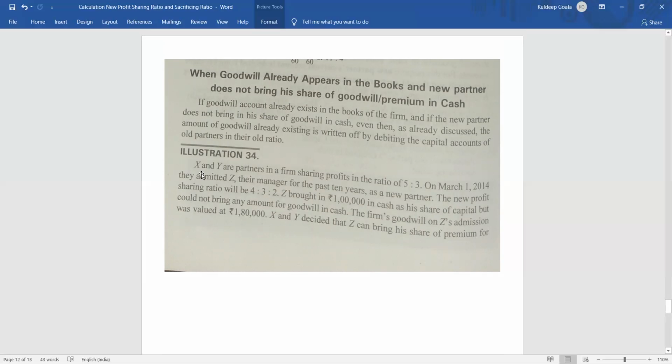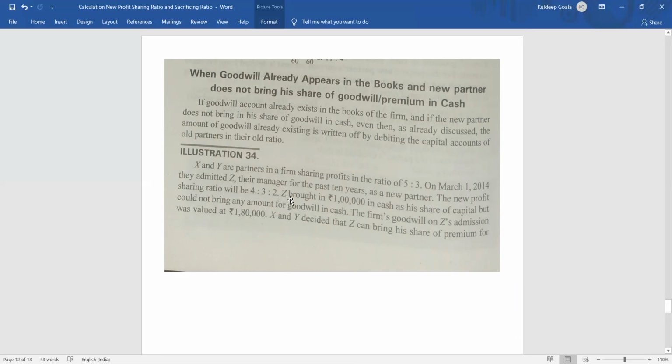So what is the question here? Let's see. X and Y are partners in a firm sharing profits and losses in the ratio of 5:3. The old ratio was 5:3. On March 1, 2014, what happened? They admitted Jed as a new partner, who was their manager for the past 10 years. And what is decided? The new profit sharing ratio will be 4:3:2. The old ratio was 5:3. The new ratio is 4:3:2.